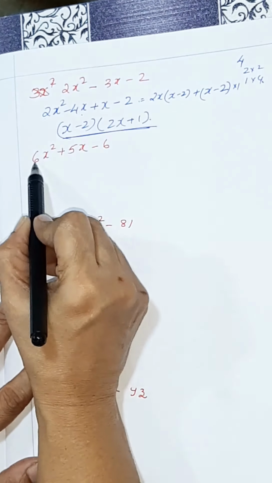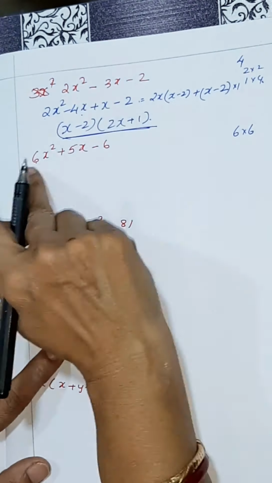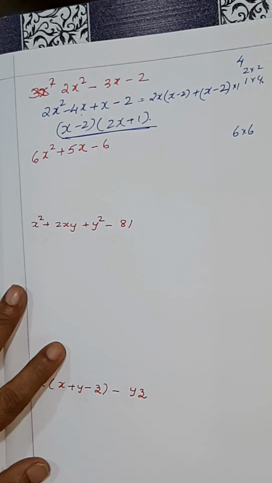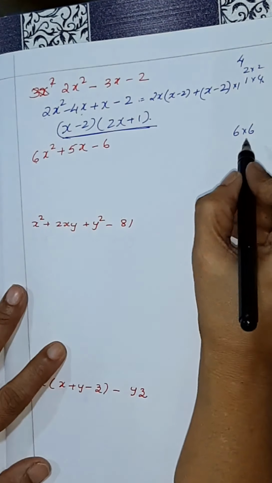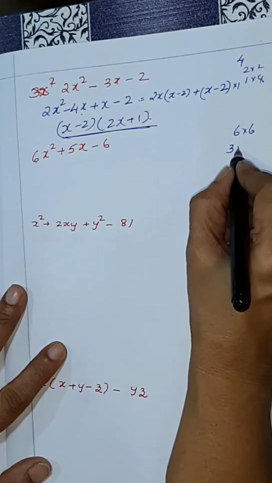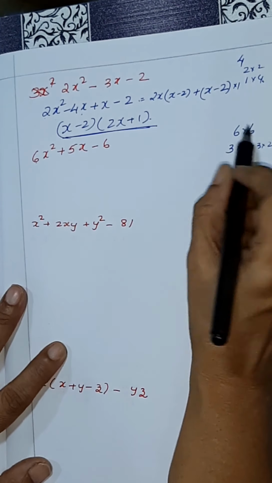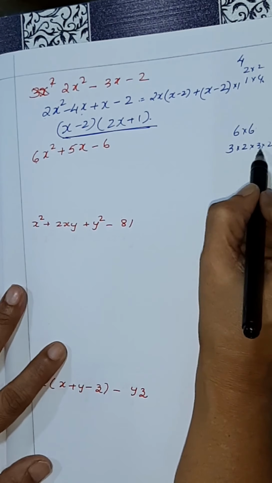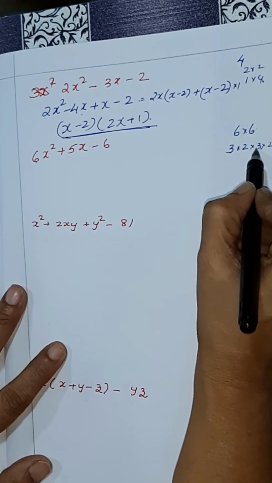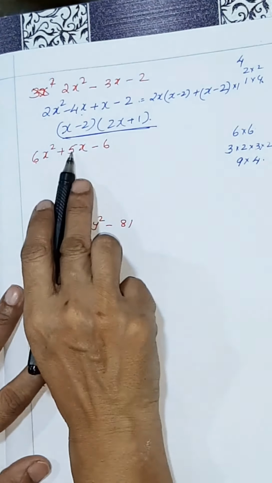Now here, if you see, it is 6 into 6, 36. So now we have to find the factors of 36. So you can write, for 5, 3 into 2, so 9 into 4, 36. So 9 minus 4 you get 5.